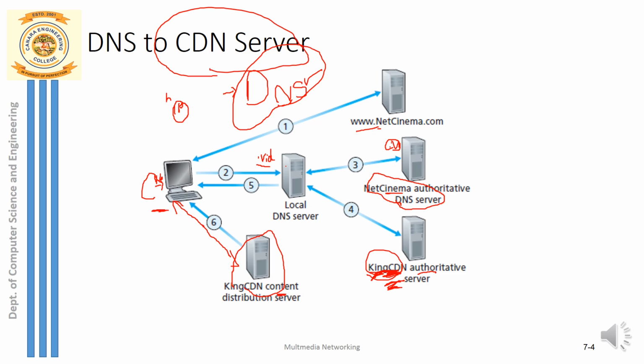There might be many clusters available. So the closest cluster's link should be provided by the King CDN authoritative server. Thereby the client can directly communicate with that closest King CDN server. So this is how the download of the video file begins. This is how the client is able to watch the videos from the closest server without any delay.